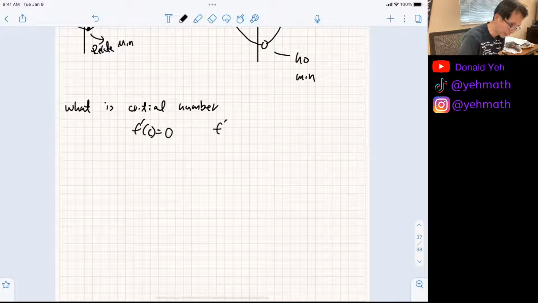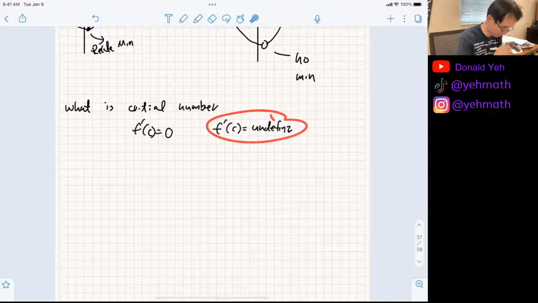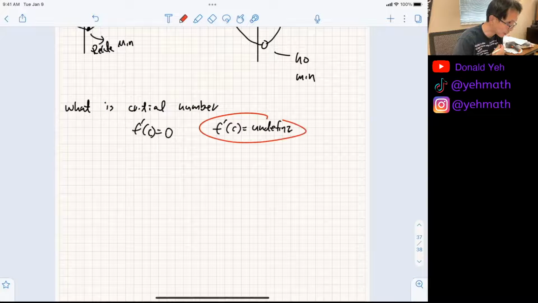Also, there's another type of c. c where f prime of c is undefined. That's also qualified as a critical number. So there are two types of qualification. Now, usually people don't remember this one. People always forget this, but this happens too. So this is a critical number.